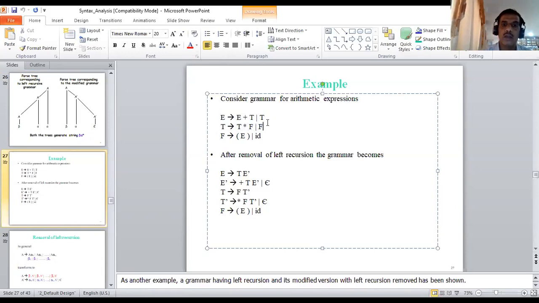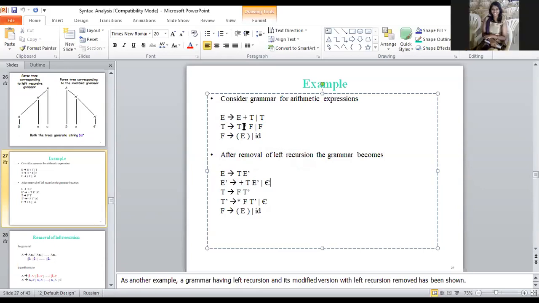So how to write? This is A, then this is also A, this becomes alpha, and this becomes beta. So we write it as A tends to beta A dash. That is E tends to T E dash, and then E dash tends to alpha, that is plus T E dash, or epsilon. Now this is the replacement for the first production. Now for the second production, what is alpha in the second production? Any one of you?